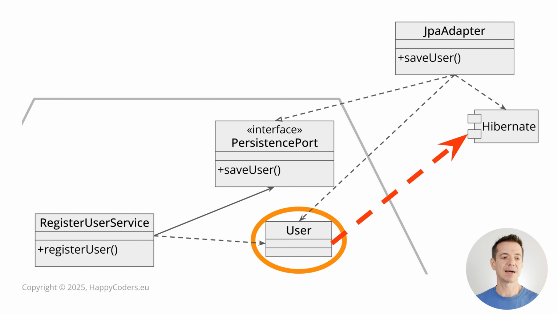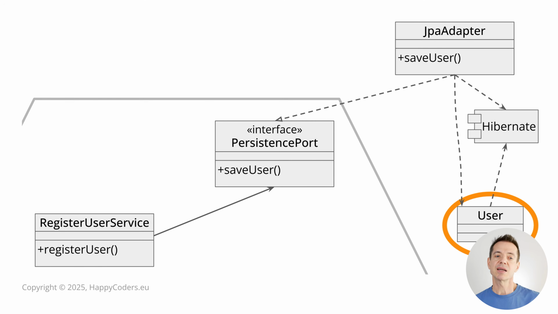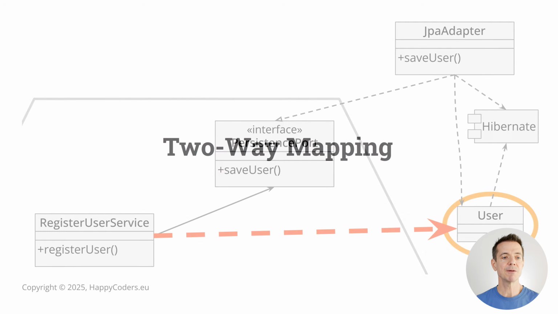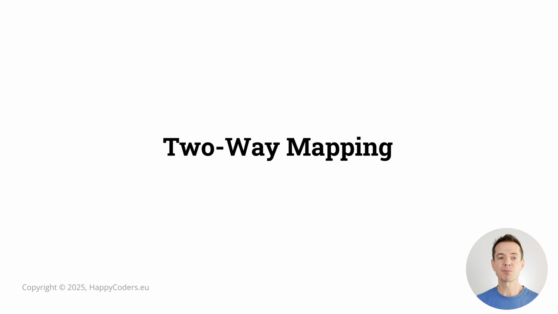If we move the user class into the adapter module, then the dependency on Hibernate is inside the adapter. But the register user service also needs to know the user class, and that means we have violated the dependency rule again. To resolve this dilemma, there are several mapping strategies. At this point, I will present just one of these strategies, which in my experience is usually the most sensible one, namely two-way mapping. At the end of the presentation, you'll find a link to an article in which I also describe some other mapping strategies.